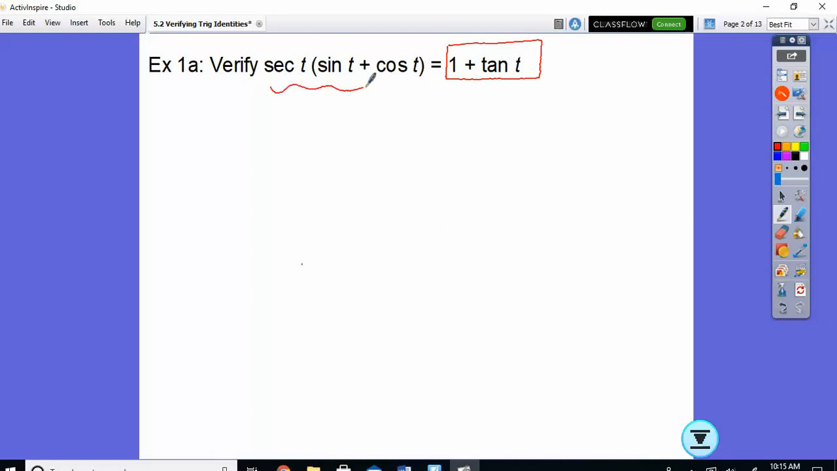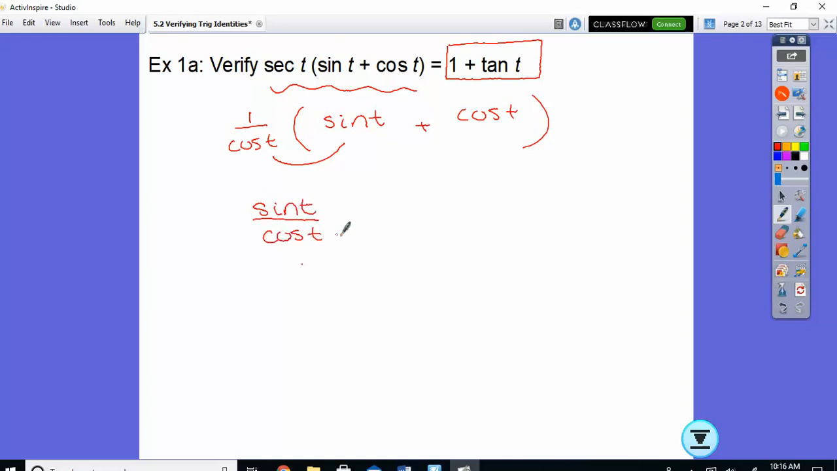Then I'm going to do this side like all these other problems we have been doing. And when I get 1 plus tangent t, I know I'm done. So what would you change secant t to? Good. Sine t plus cosine t, there's really not much to do there. If you distribute, 1 over cosine times sine would become sine t over cosine t. One over cosine times cosine is 1. What is sine t over cosine t?